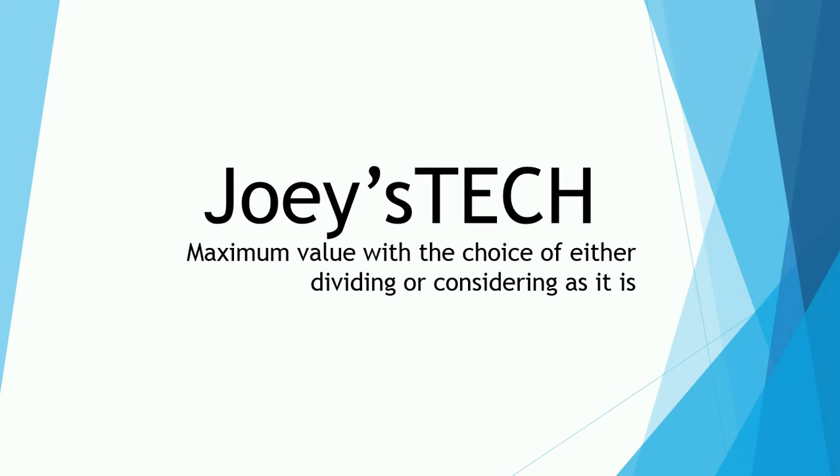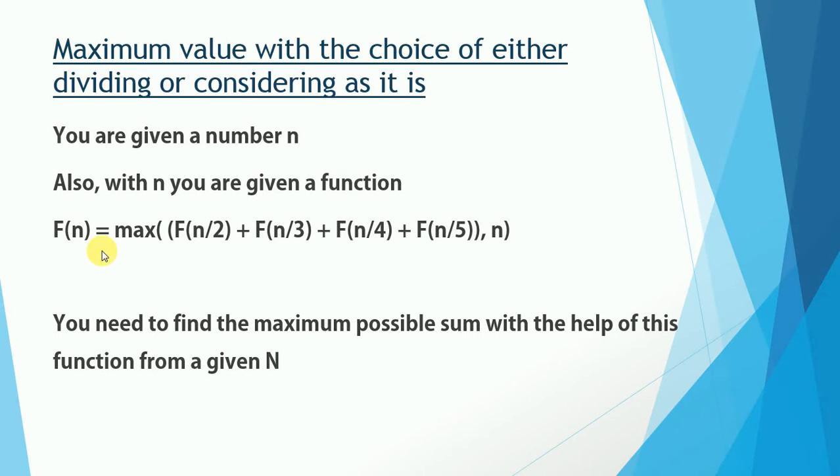Now let's move on to the problem statement of this interesting dynamic programming problem. The first statement says that you have a number n, and also you are given a complex looking but easy to understand function, which is this. You need to find the maximum possible sum with the help of this function from a given n, which we are considering 10 in this problem.